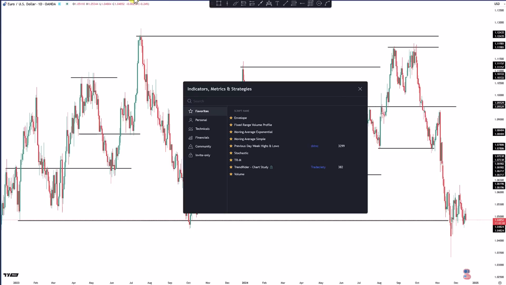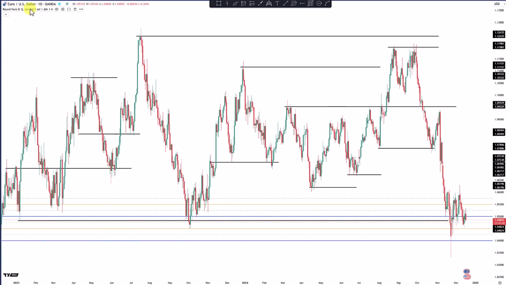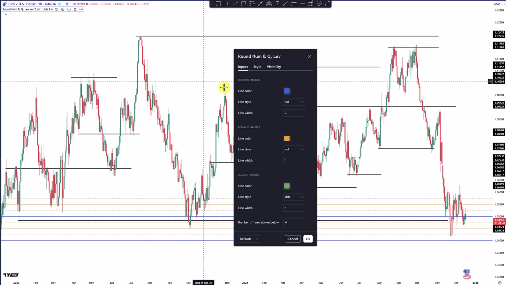So we're going to indicators and let's type in round numbers. And there are a few ones here. I'm not sure which one is the best. We can just go with one that has the most users. So let's use this one. It has the most activations. And we're opening the settings.